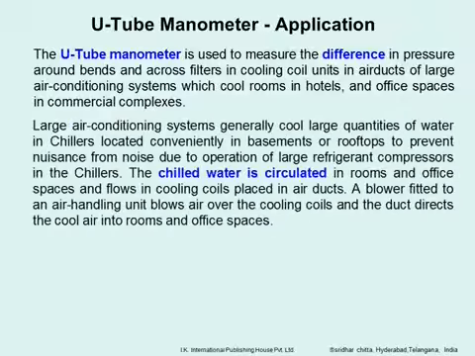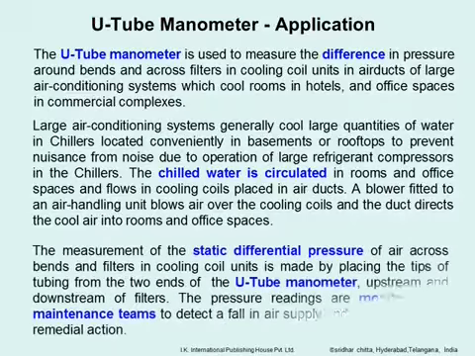Large air conditioning systems generally cool large quantities of water in chillers located conveniently in basements or rooftops to prevent nuisance from noise due to operation of large refrigerant compressors in the chillers. The chilled water is circulated in rooms and office spaces and flows in cooling coils placed in air ducts. A blower fitted to an air handling unit blows air over the cooling coils, and the duct directs the cool air into rooms and office spaces.